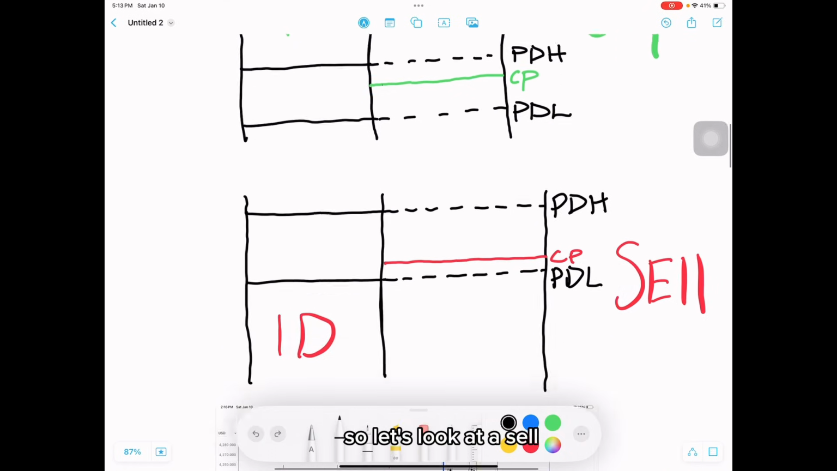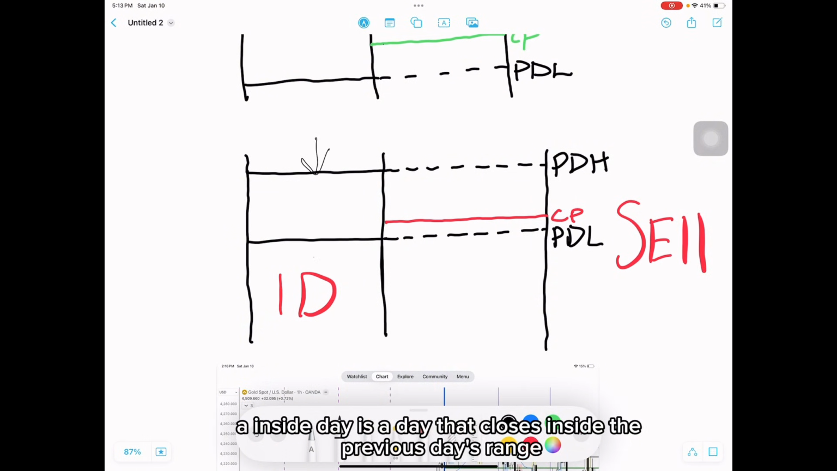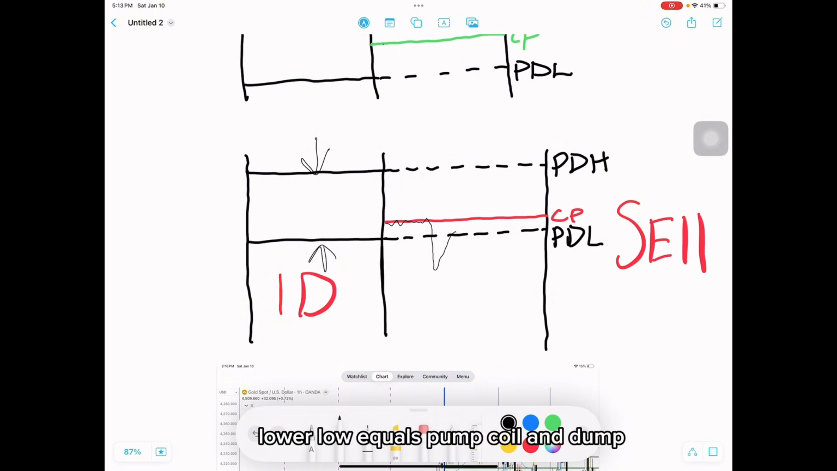So let's look at a sell setup. All right. So same thing. An inside day is a day that closes inside the previous day's range, right? So if we know this, what are we looking for in a trend trade for a sell? Well, we want to see the previous day's low breached. Lower low equals pump, coil, and dump. All right. So that's what I usually look for. And I have to be at a level.